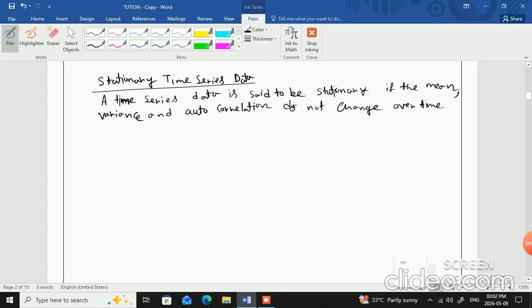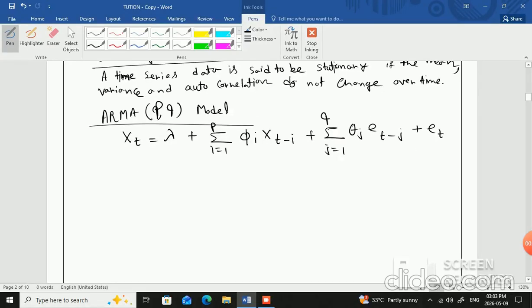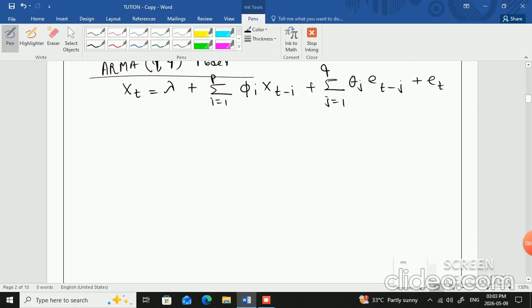Now we discuss the ARMA model of order P, Q. The model is x_t equals lambda plus summation i running from 1 to p of phi_i x_(t-i) plus summation j running from 1 to q of theta_j e_(t-j) plus e_t. This is the model of ARMA order P, Q.